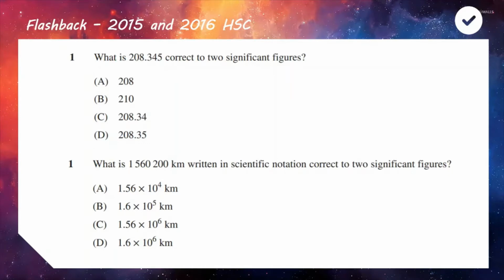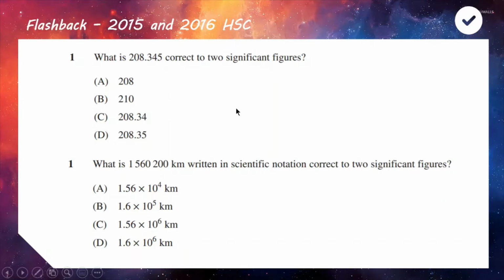Alright, so for the first one, we're rounding to two significant figures. If we go left to right, 1, 2, stopping at the 0, the 8 rounds us up to a 1, so it must be B, 210. These two are both 5 significant figures. This one is 3, so it must be this one.